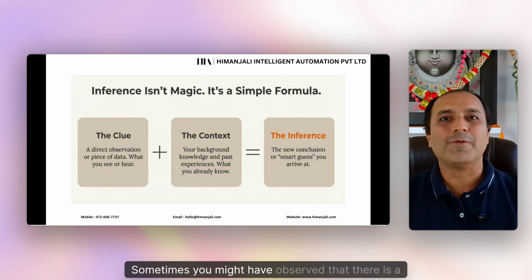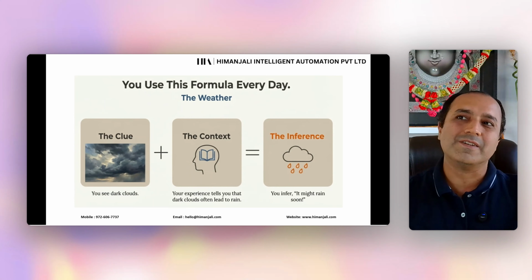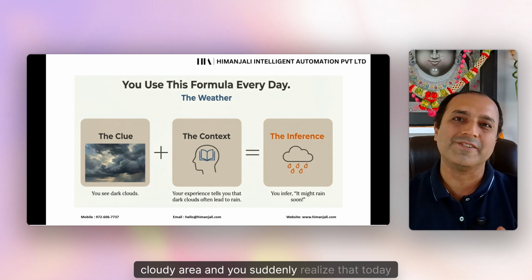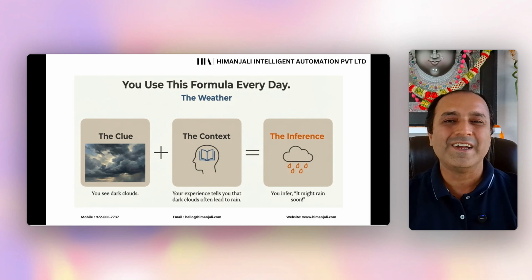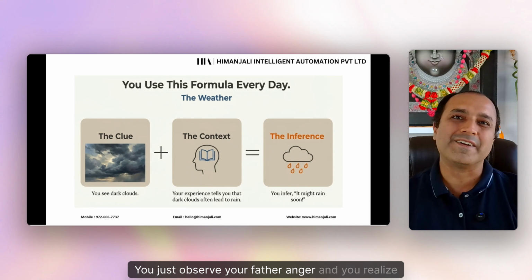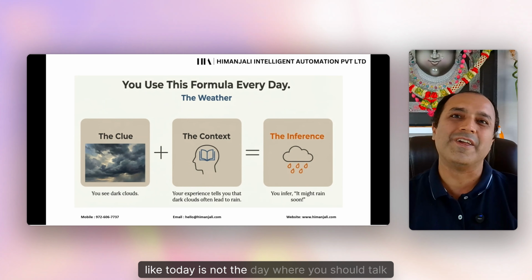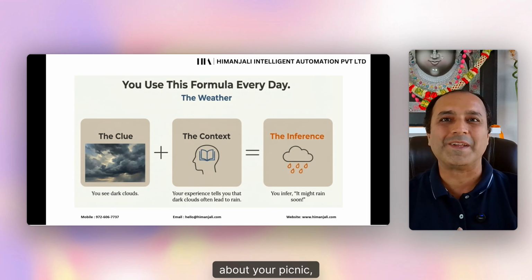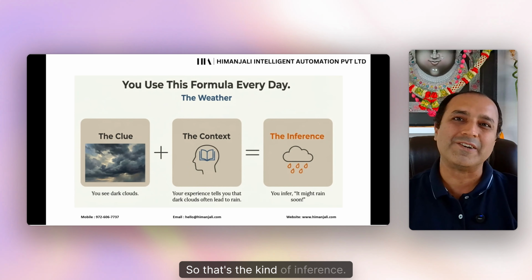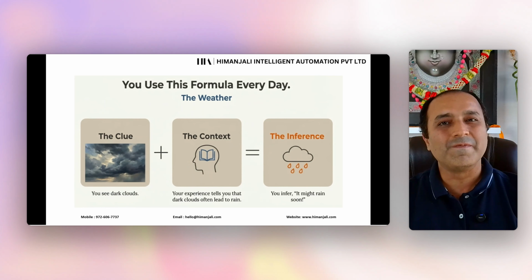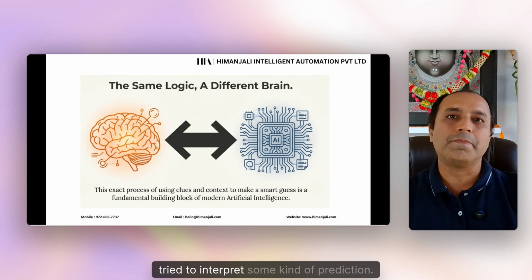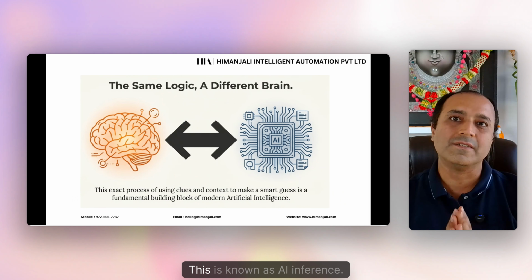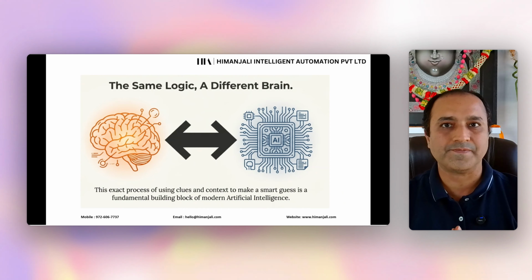Sometimes you might observe that there is a cloudy sky and you suddenly realize that today rain will come, or you just observe your father's anger and you realize today is not the day where you should talk about your picnic, right? So that's the kind of inference. In the same way, when a machine tries to interpret something and make a prediction, this is known as AI inference.